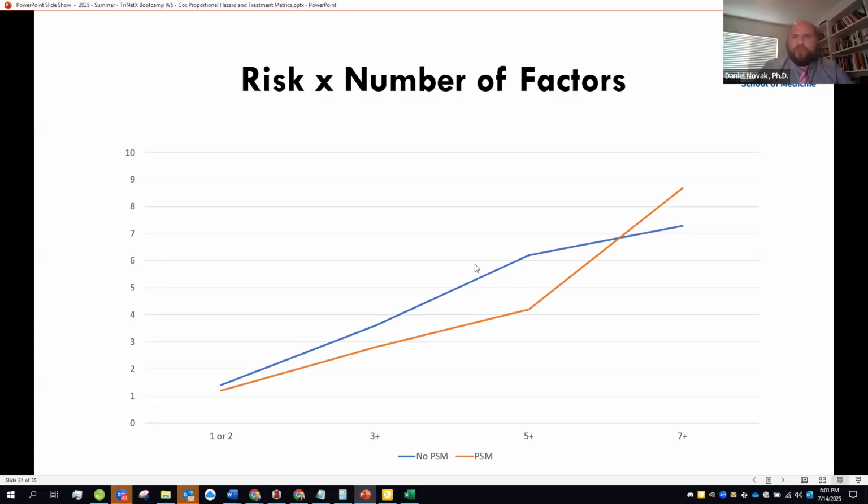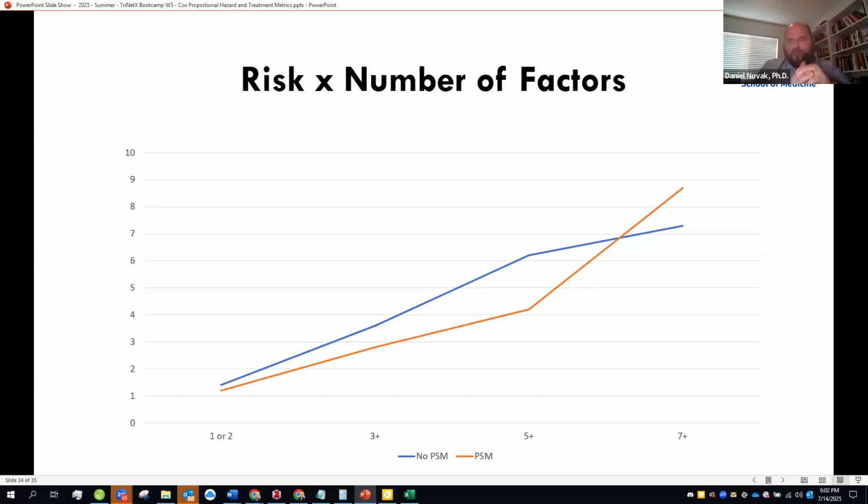So I ran this both with and without propensity score matching just to see if there were any differences. And while they're slightly different in their final outcomes, they both show the exact same upward trajectory. So these factors, when you combine them, are predictive. The more of them you have in there.